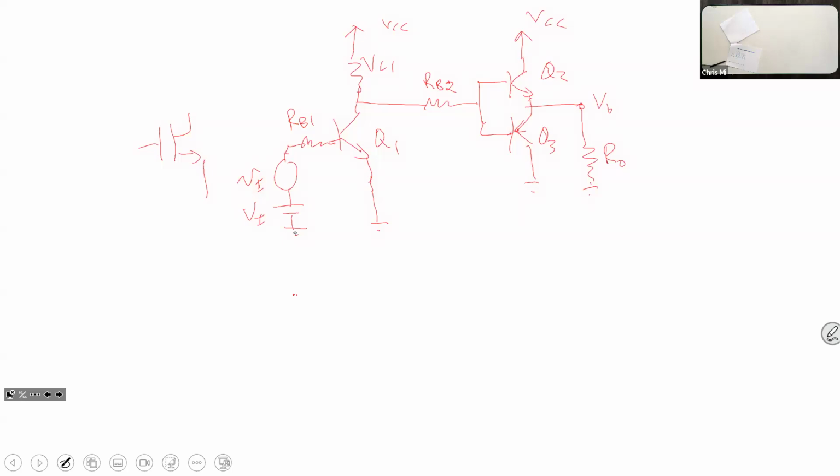Right? So VI has to be larger than 0.7 to be able to use this as an amplifier. That's the first step. And then vi is typically a small signal in the millivolts. Typically it's in the single digits, like 5 millivolts, 10 millivolts, whatever the number is going to be.